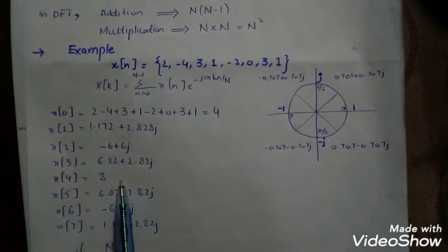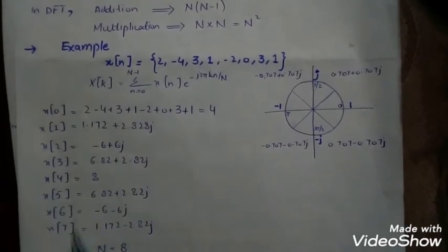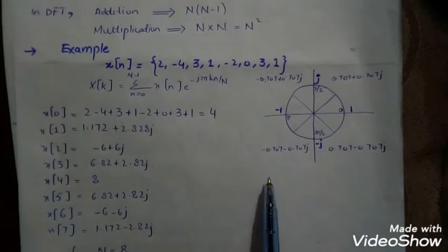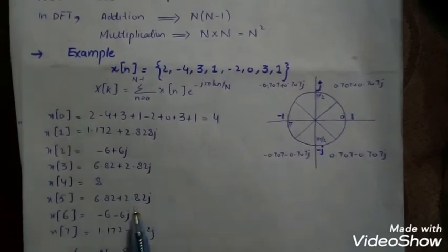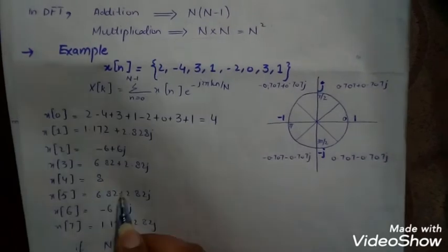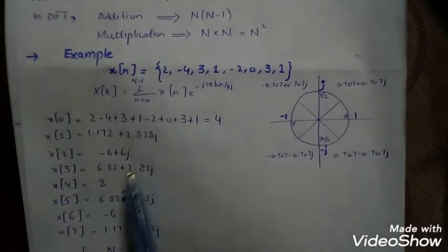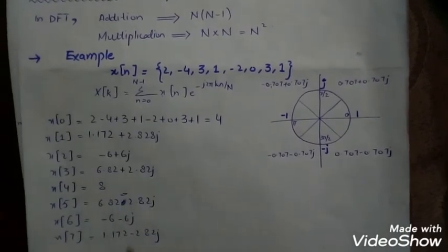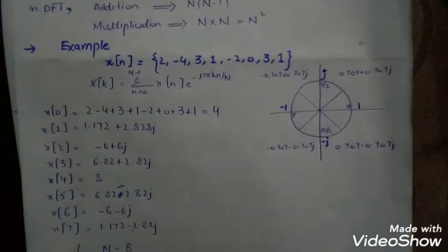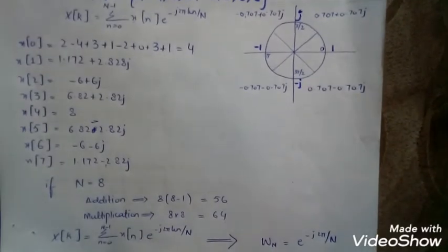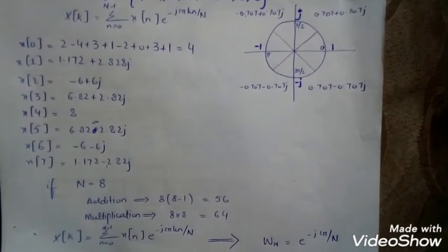The maximum frequency is 8, but after the maximum frequency all the values are conjugates of the values that came before it, like 6.82 plus 2.82j and minus 6.82 minus 2.82j. This is the conjugate of this value, this is the conjugate of this value, and this is the conjugate of this value. So when N is equal to 8, the additions will be 8 into 8 minus 1, that is 56. But in the case of multiplication it will be 8 into 8, which is 64.